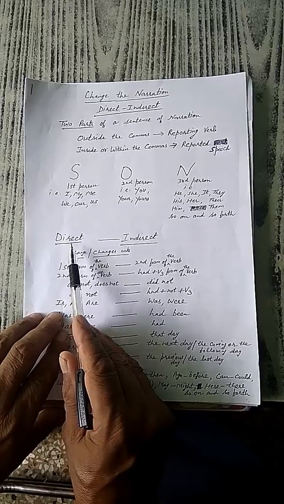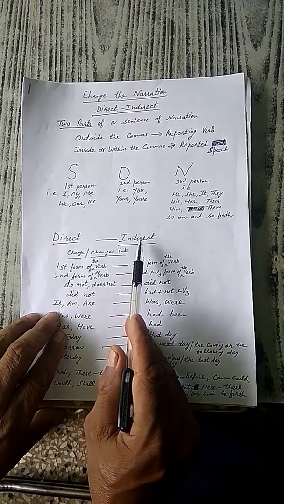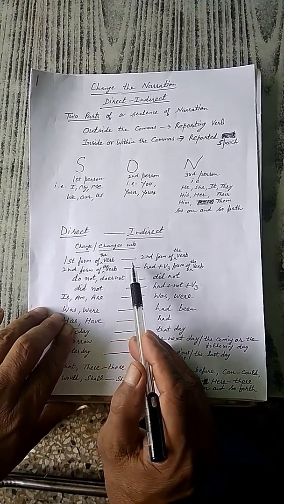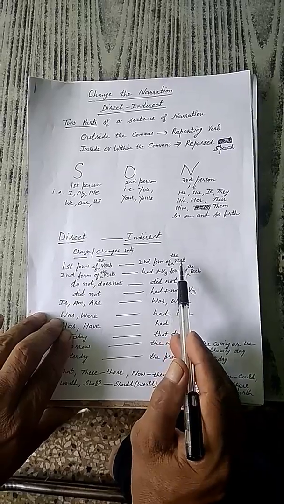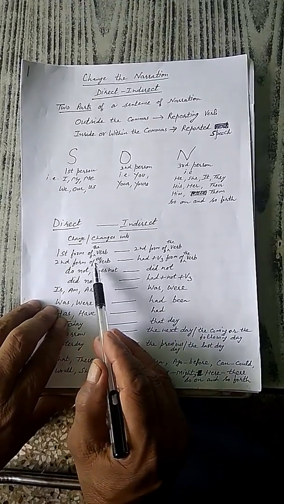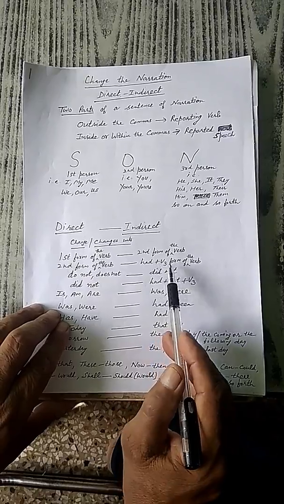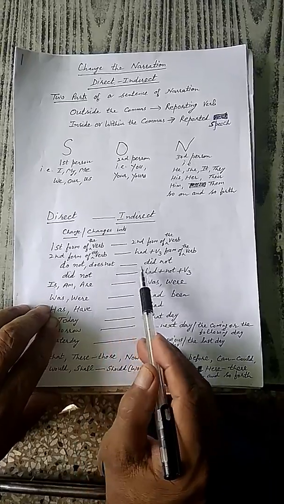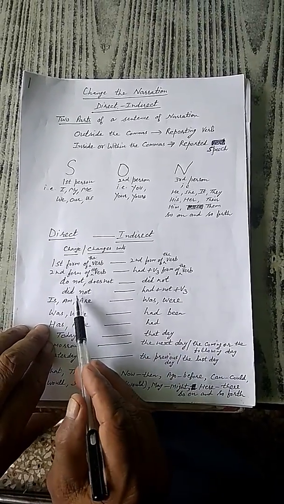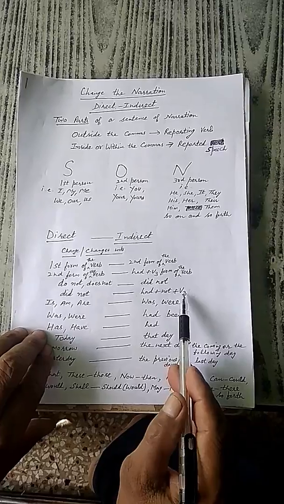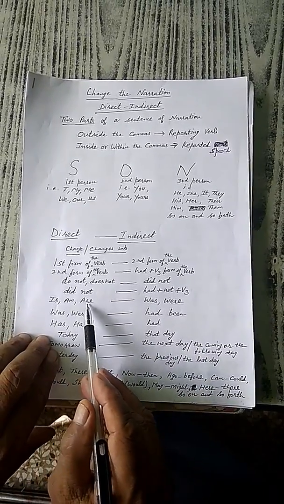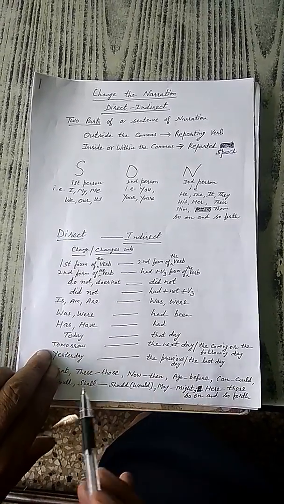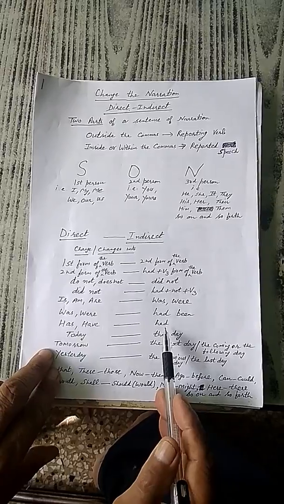While changing the sentence from direct to indirect, we make the following changes. First form of the verb changes into second form of the verb. Second form of the verb changes into had plus third form of the verb. Do not, does not change into did not. Did not changes into had not plus third form of the verb. Is, am, are change into was, were. Was, were change into had been. Has, have change into had.